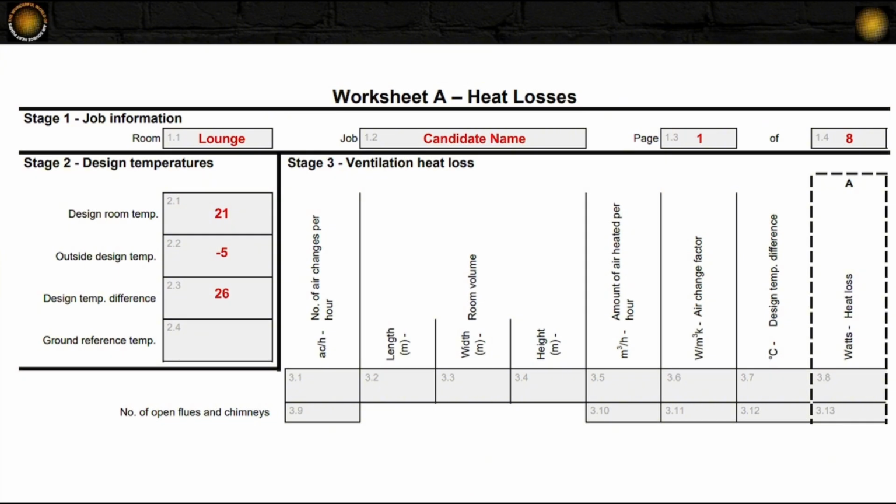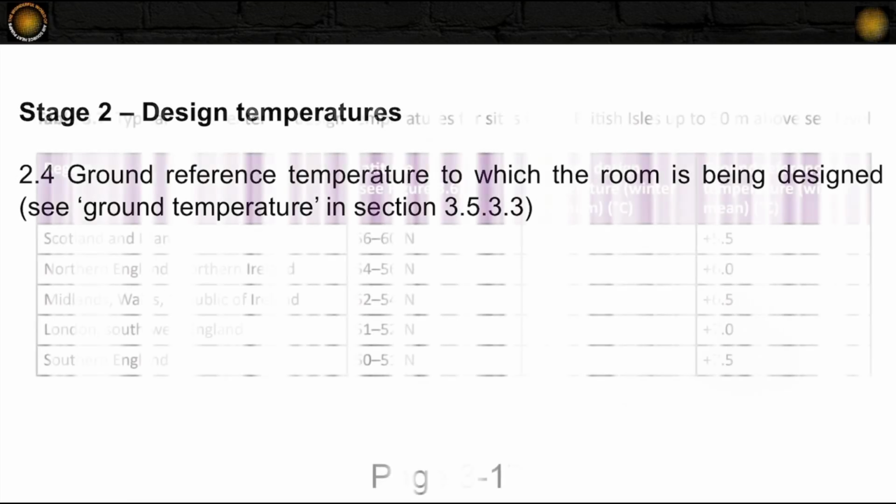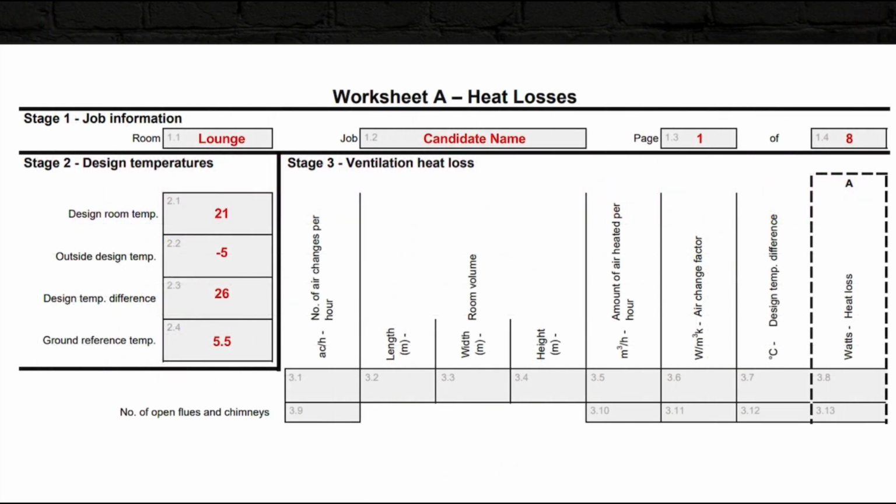Box 2.4 is a ground reference temperature. So again, back to the same table on page 17, table 3.7. So our ground reference temperature for Scotland is the lowest average temperature of the ground in the winter. And this time it's a positive, it's 5.5 degrees Celsius. So box 2.4 is 5.5. Stage 2 in the bag.